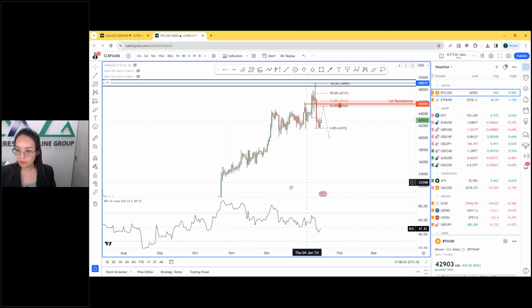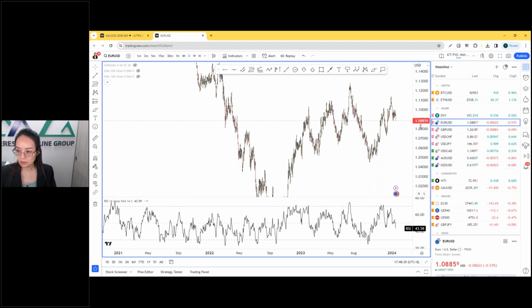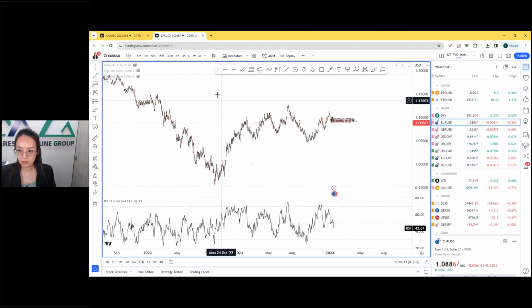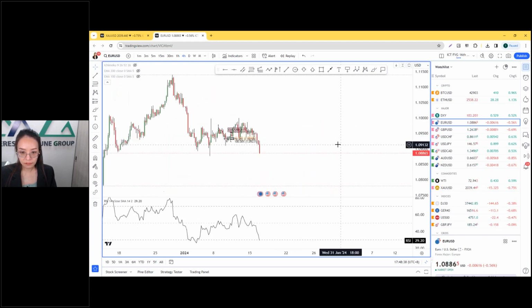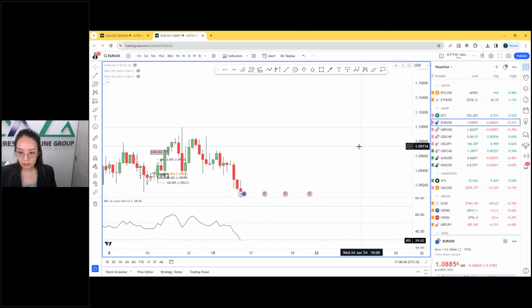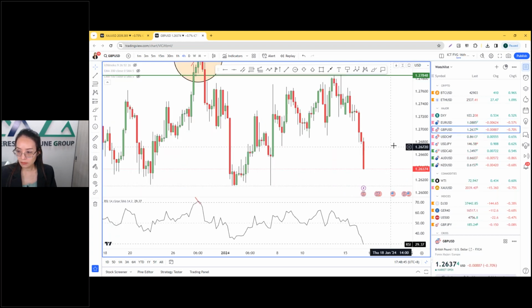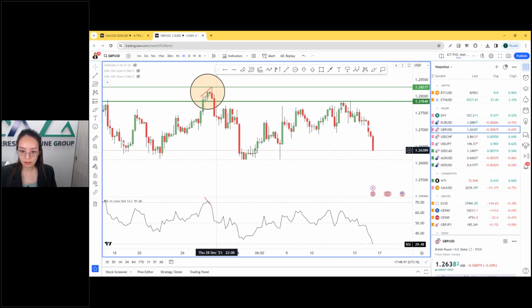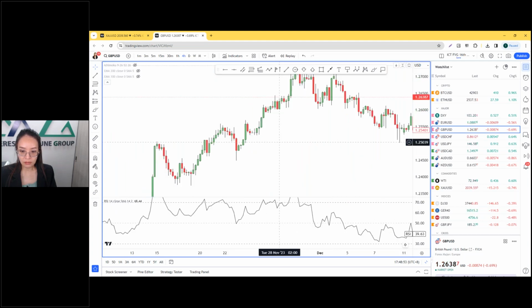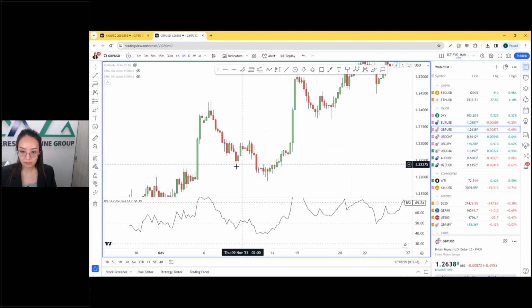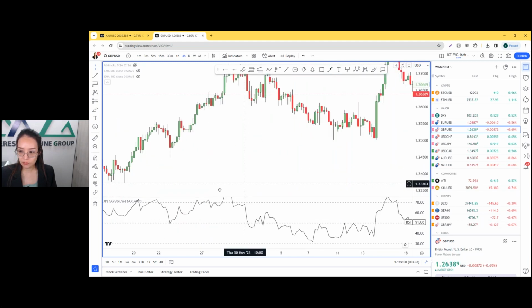For example, where is my FVG? Anyway, maybe if I cannot find it, I think I'll just find another example. So basically, there will be three candles, where the second one is the big candle, right?